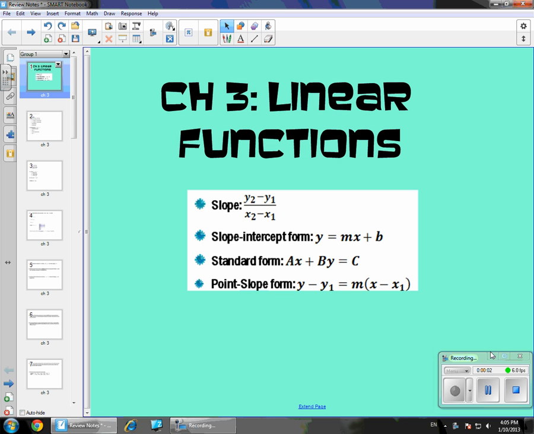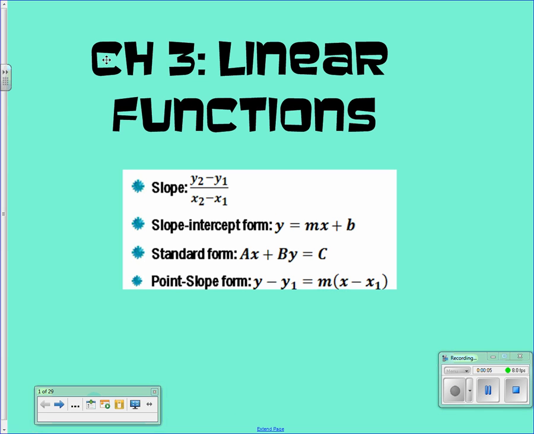Chapter 3 was about linear functions. So at the top of your page, you're going to notice a couple of equations. These are ones you should be familiar with and maybe possible ones that you might want on your note card. Just remember in these equations that m always stands for the slope and b is the y-intercept here.